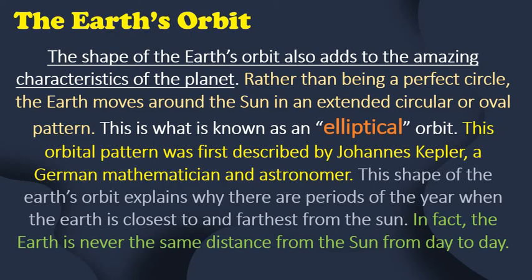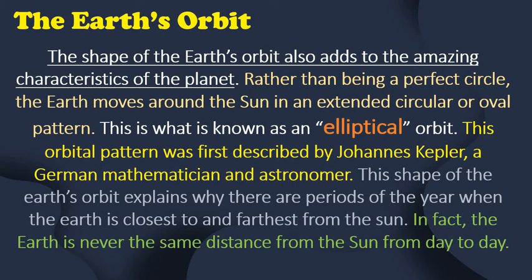Let's talk about the Earth's orbit. The shape of the Earth's orbit also adds to the amazing characteristics of the planet. Rather than being a perfect circle, the Earth moves around the sun in an extended circular or oval pattern. This is what is known as an elliptical orbit. This orbital pattern was first described by Johannes Kepler, a German mathematician and astronomer. The shape of the Earth's orbit explains why there are periods of the year when the Earth is closest to and farthest from the sun.